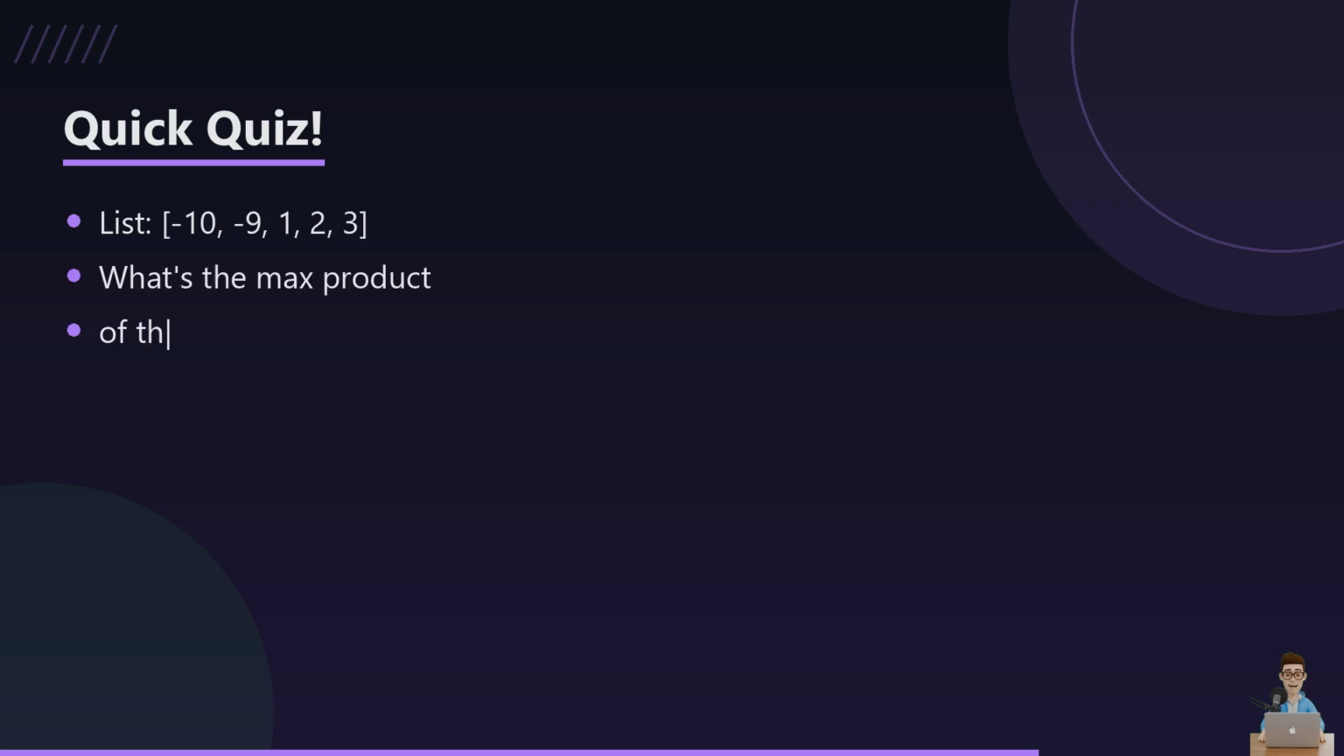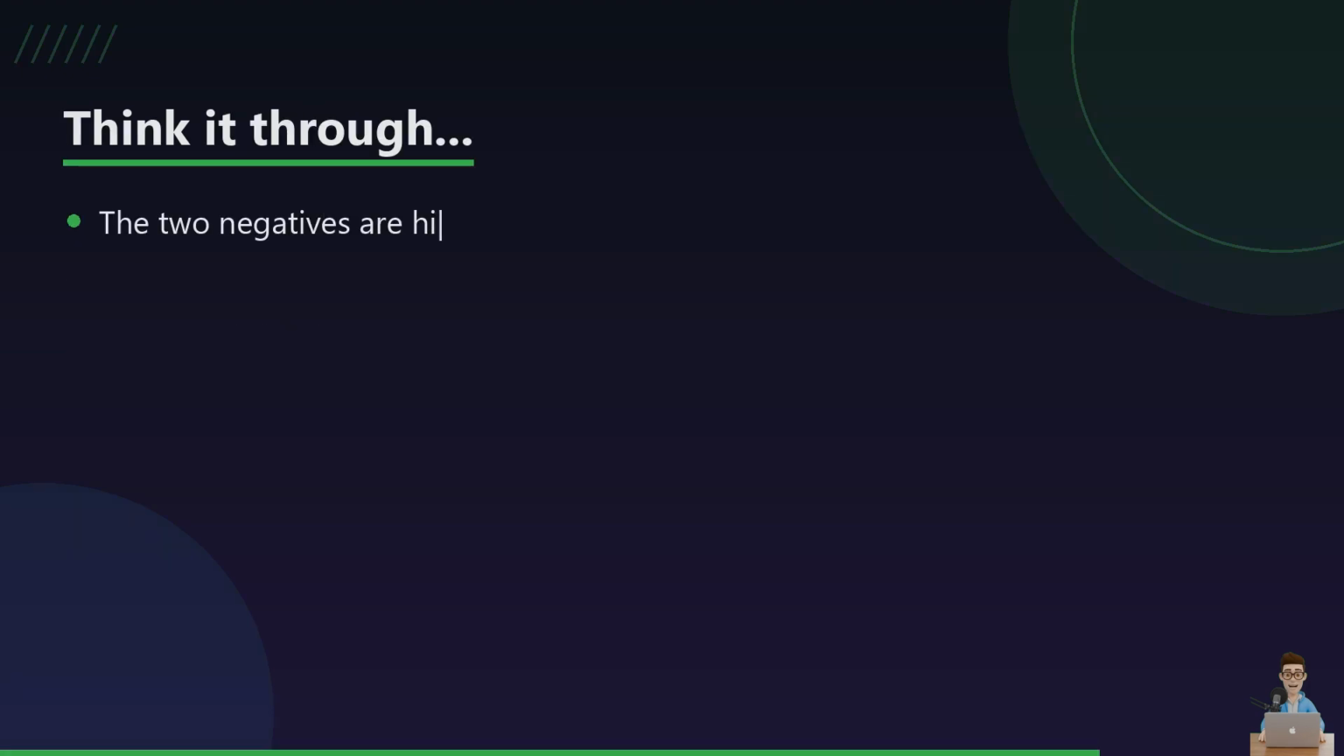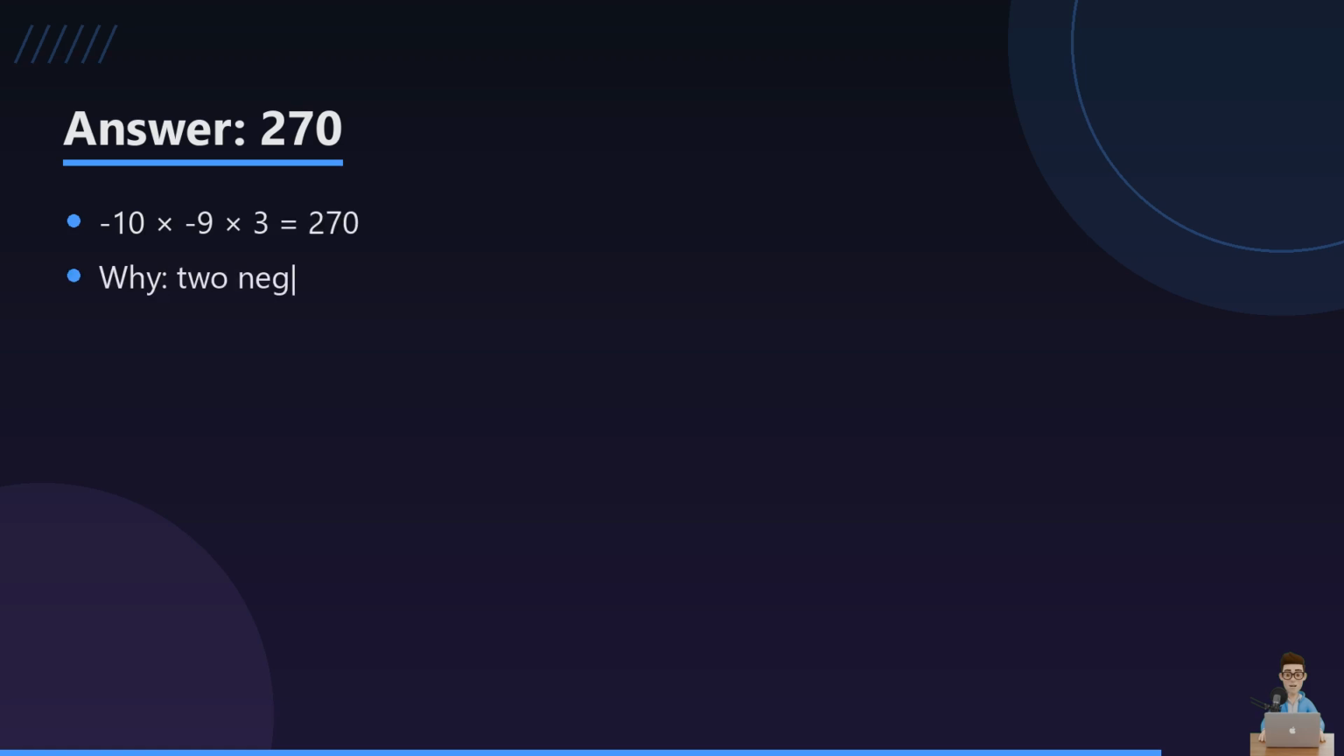Given -10, -9, 1, 2 and 3, what's the biggest product of 3? Pause and take a guess. Don't just grab the 3 biggest. Those 2 negatives might be plotting. It's 270: negative 10 times negative 9 times 3. 2 negatives multiply into a large positive.